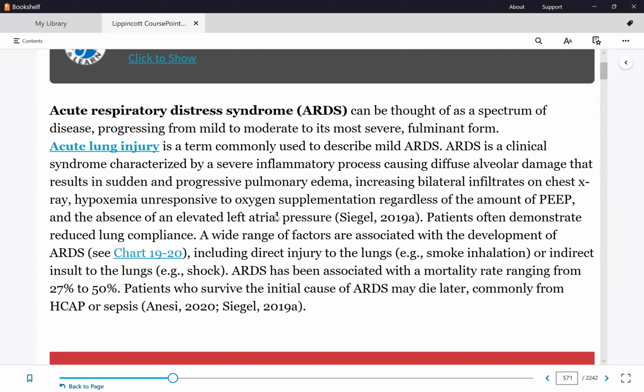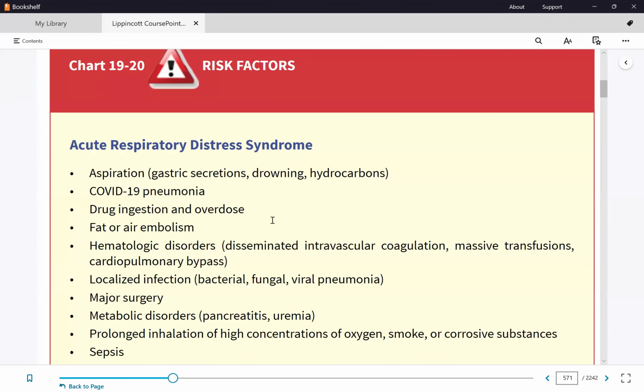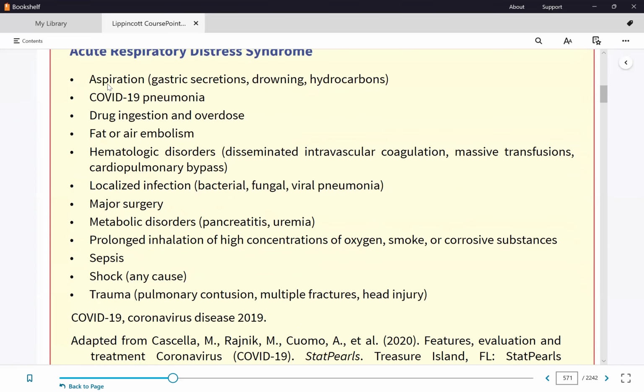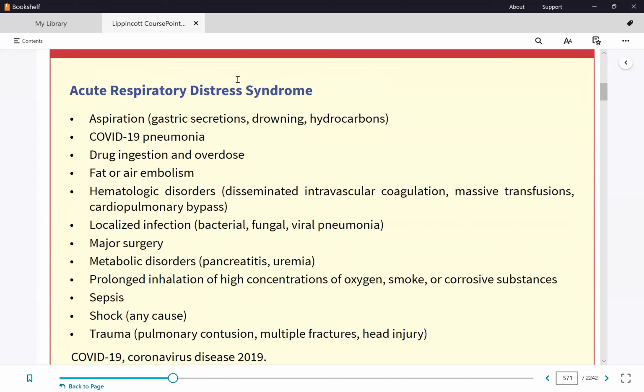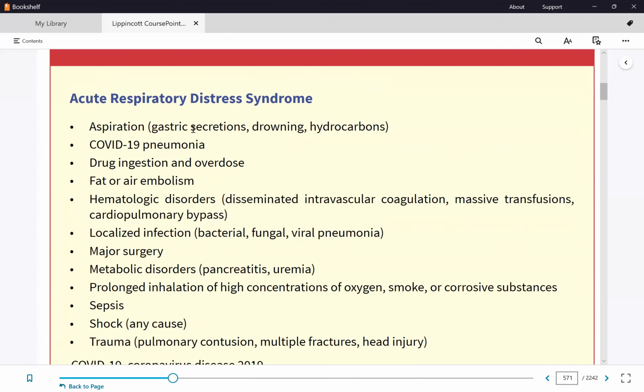How did this happen? So the causes are the following. Chart 19-20: aspiration, COVID, pneumonia, drug ingestion, all the way here. Now, are these minor or major conditions? These are major, serious, life-threatening conditions. So if you remember in sepsis, we actually talked about capillary leak syndrome, remember? Okay, so the patient has injury, acute lung injury. So this is one form of acute lung injury. So the patient suffers acute lung injury from many of these.